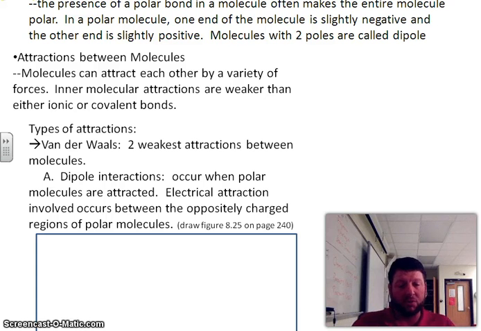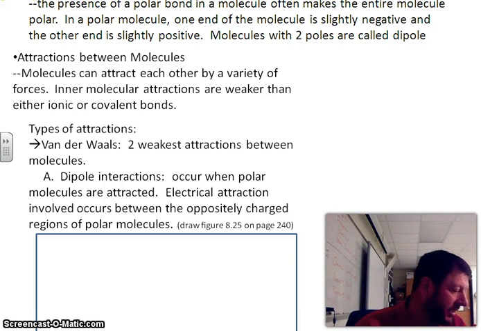Please, in the box below, draw figure 8.25 on page 240. The dipole interactions are shown by the dashed lines between the molecules, as opposed to solid dashes as you see with the bonds.